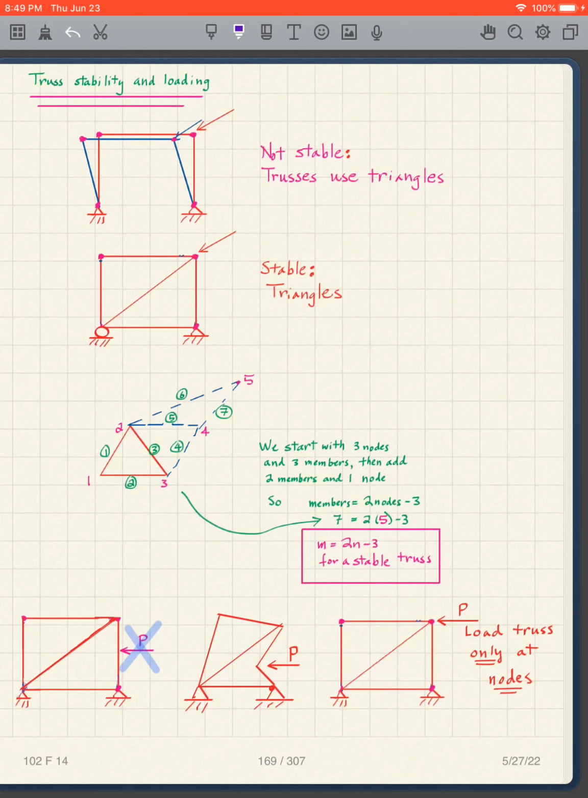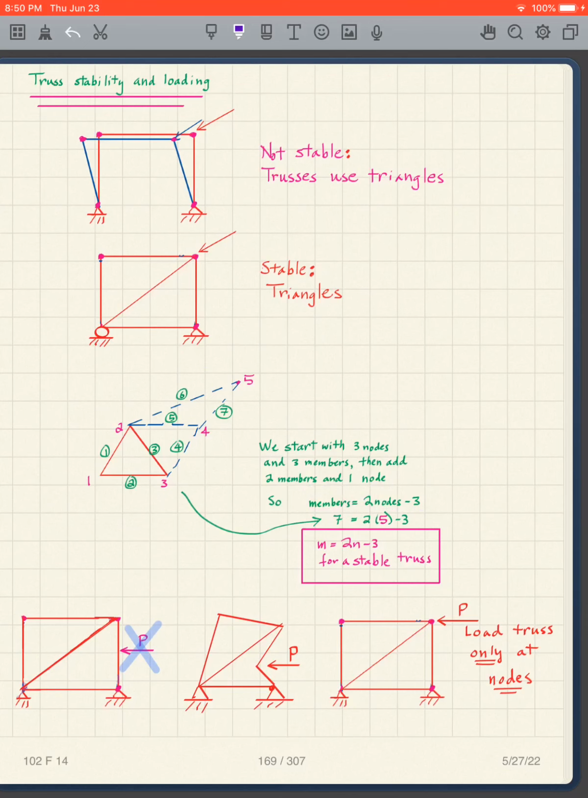Now, I'm going to give you some info. I'm going to number the nodes of a truss. I want to illustrate what is stable, and we're going to start with 3 nodes. If I have 3 nodes, what do I make? I make a triangle, and I know that the triangle is stable. I want to see whether the number of members is going to be 2 times the nodes minus 3.